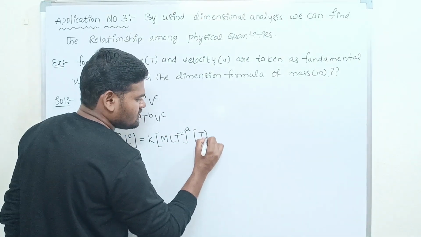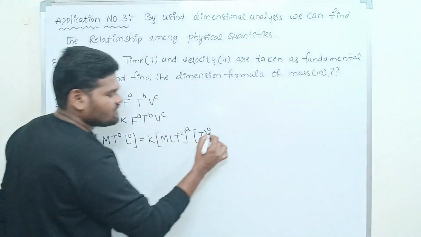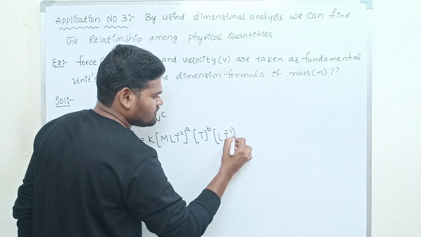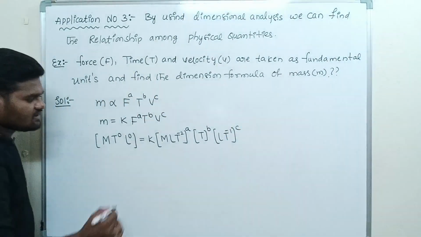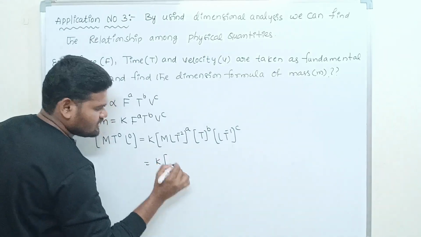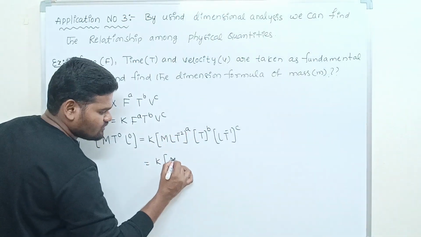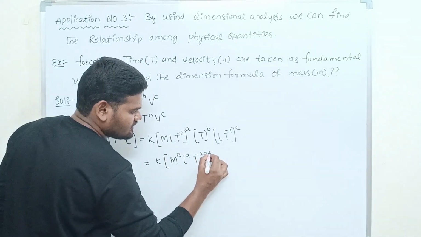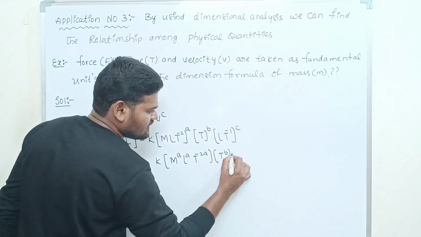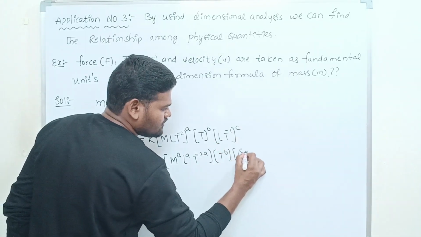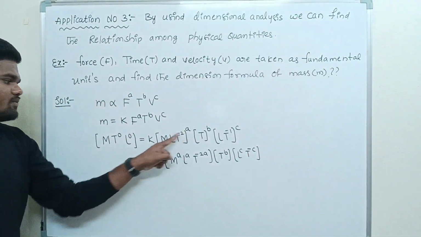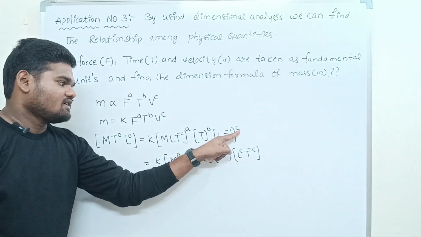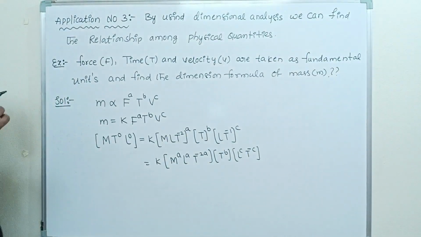T means what? Time. T power B. V means what? Velocity. Distance by time, power how much? C. Are you getting? Okay. So K into, I'm just expanding these powers. We have M power A, L power A, T power minus 2A, and T power B, and L power C, T power minus C.